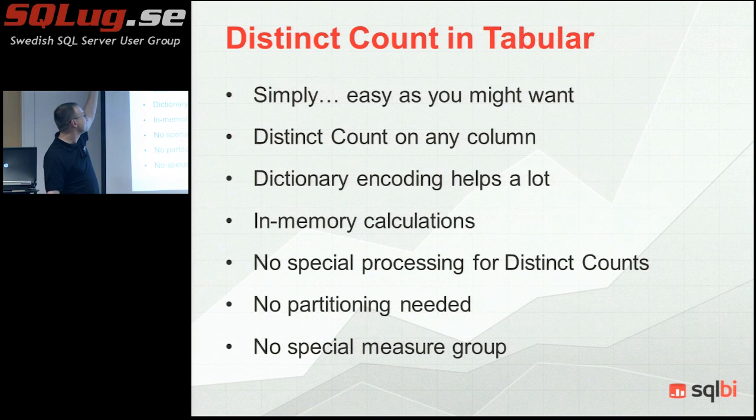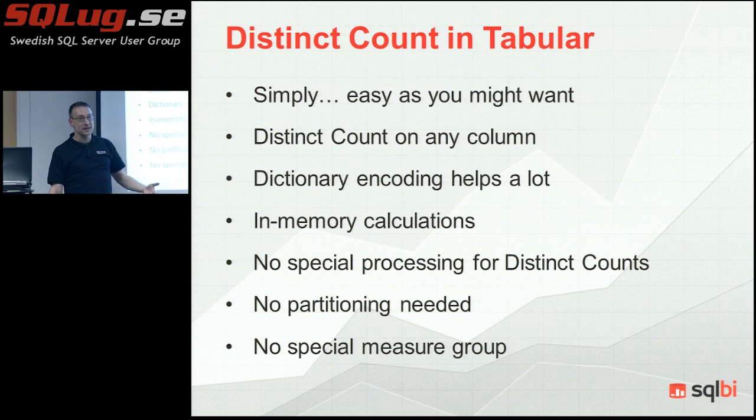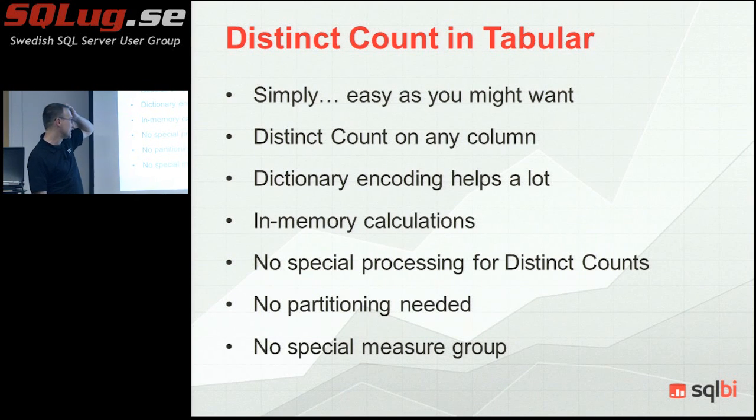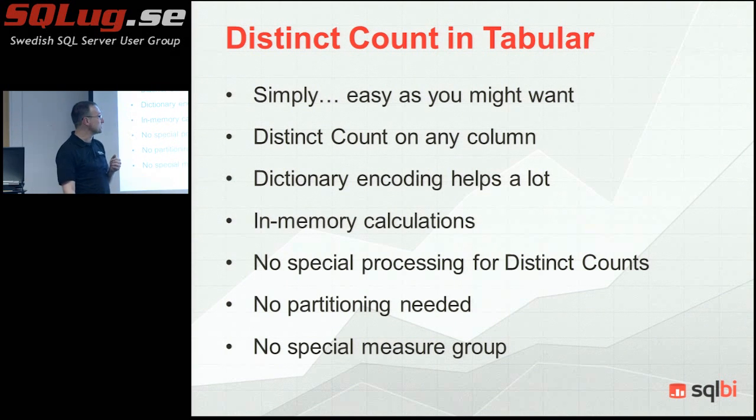In Tabular, simply write a formula and it's there. And you can do as many distinct counts as you want. They all run at an incredible speed. You don't need any special processing. You don't need partitioning. You have no special measure group. You just simply use it and query it. And everything is pretty easy.